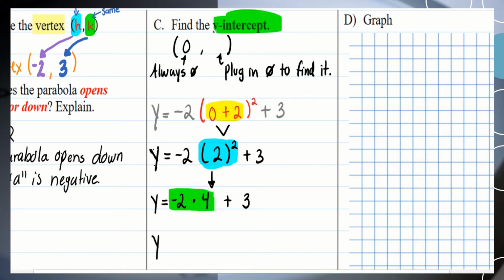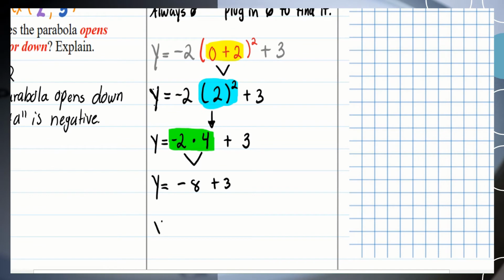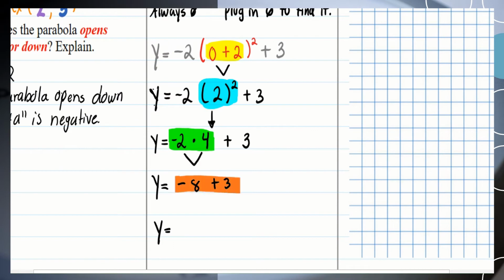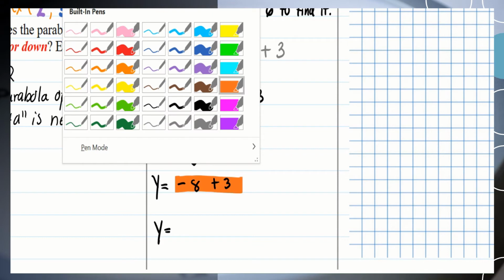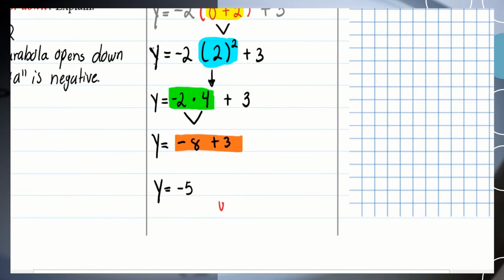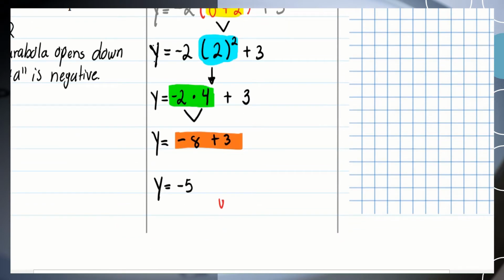After exponents, we're going to multiply, and we get -8. Bring down the +3. And lastly, we have -8 plus 3, which ends up giving us -5. Since the -8 and the 3 have different signs, we subtract them instead of adding them. So we found our y coordinate for the y-intercept.